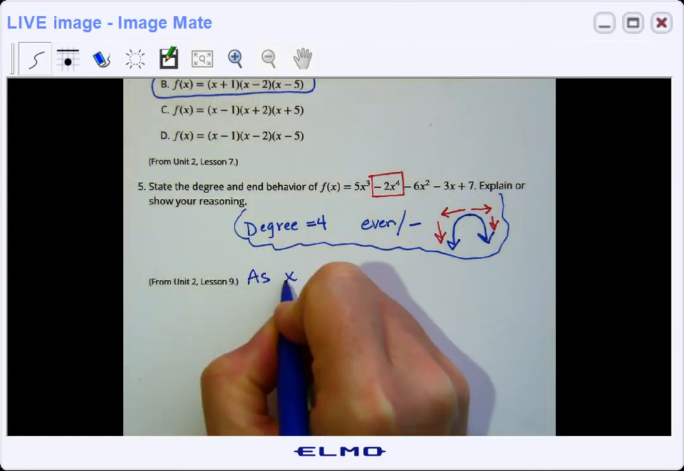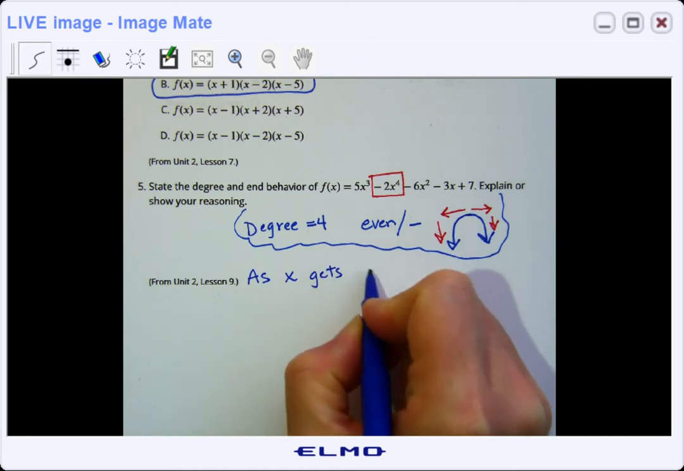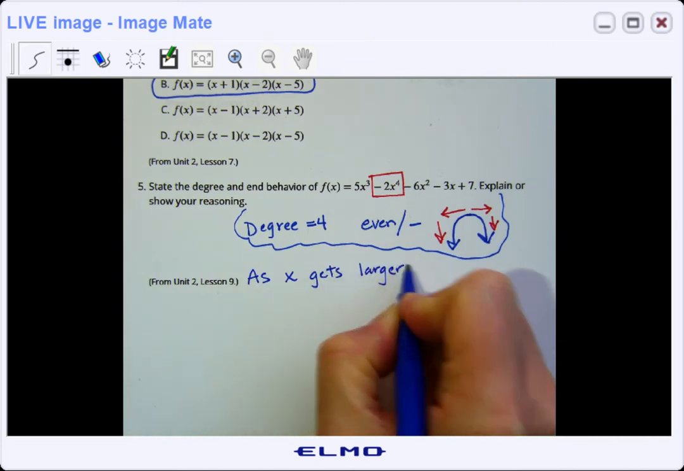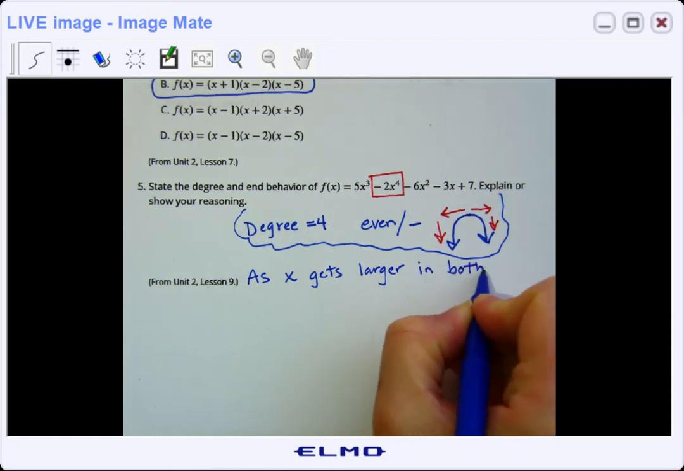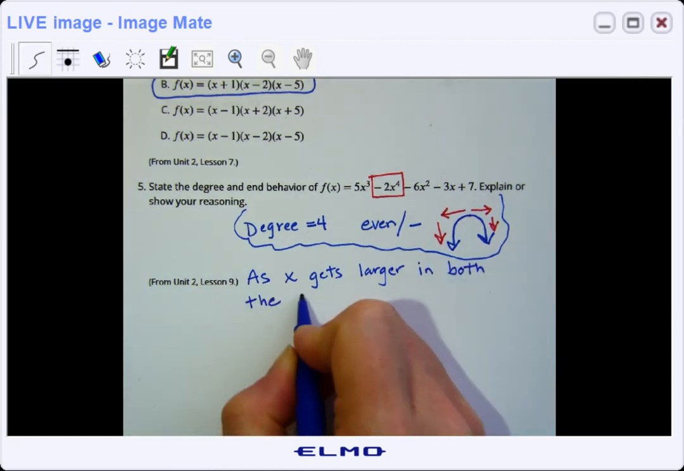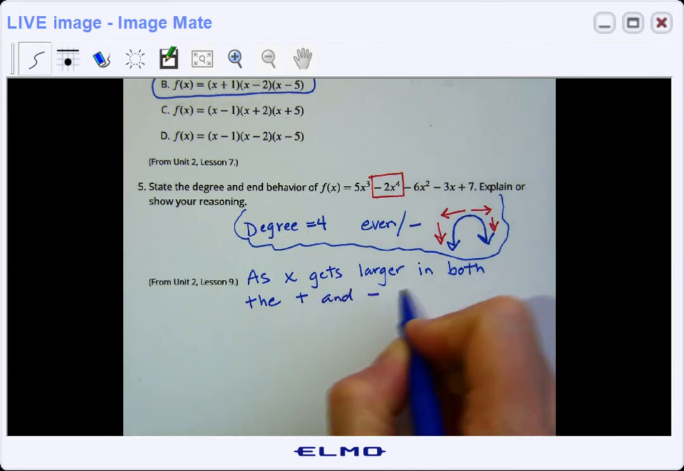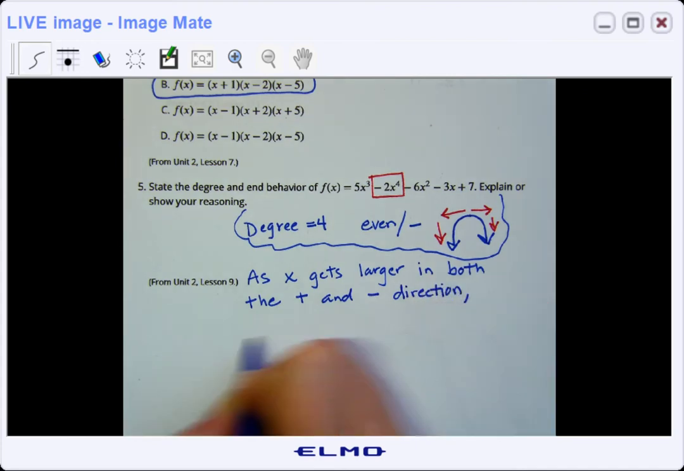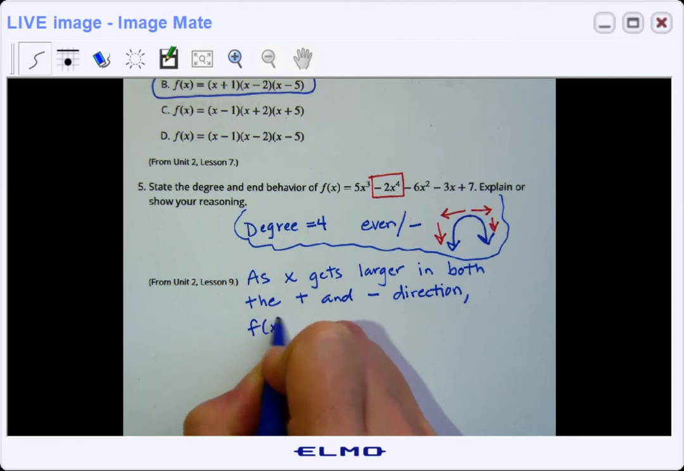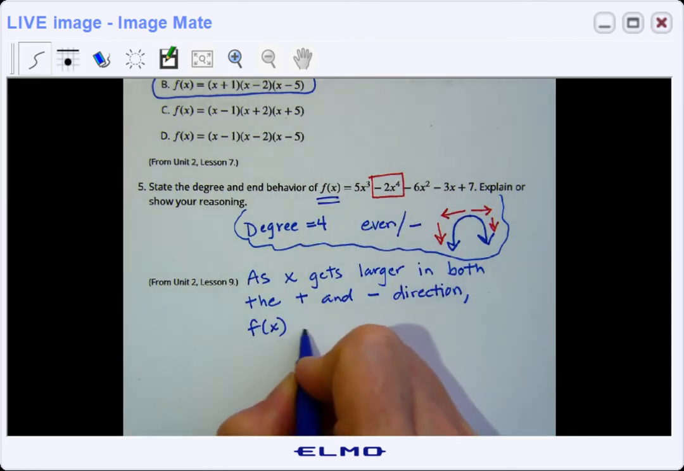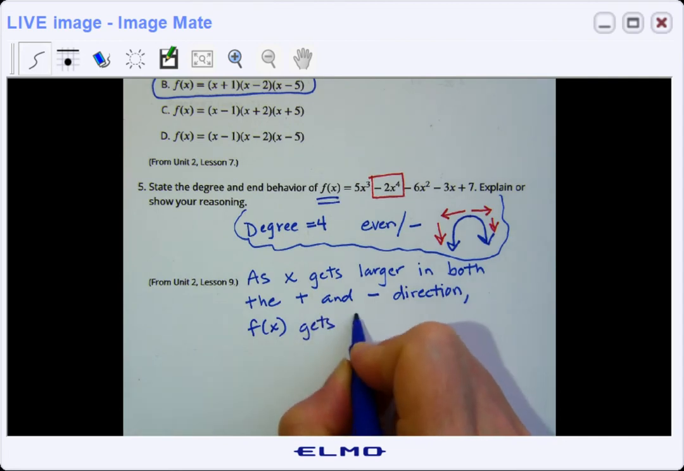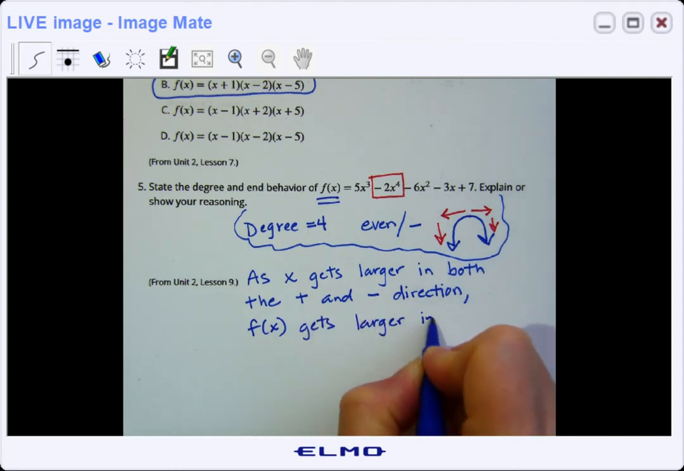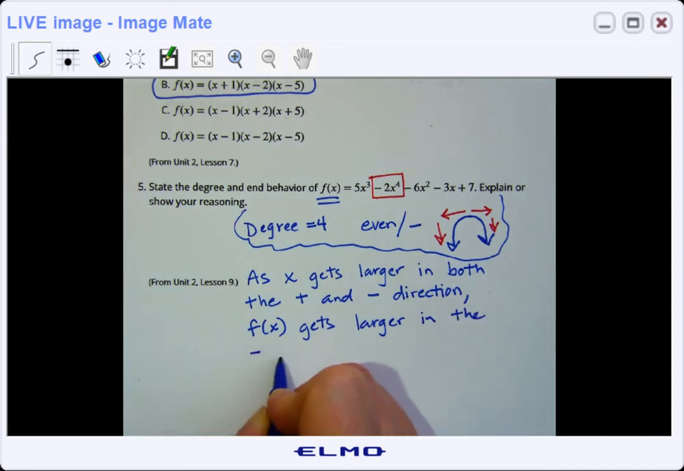So as x gets larger in both the positive and negative direction, f of x, because this is f of x, gets larger in the negative direction. Okay, it's pointing down on both ends.